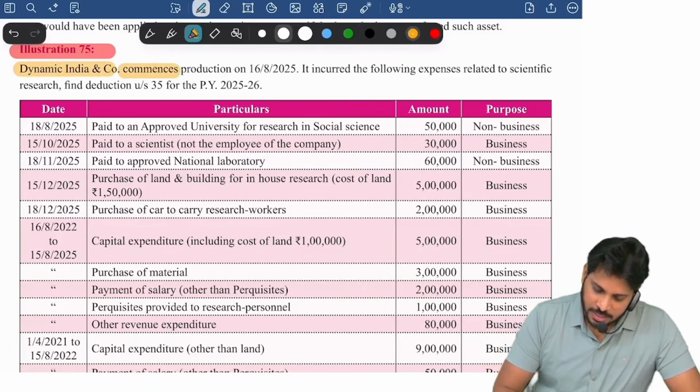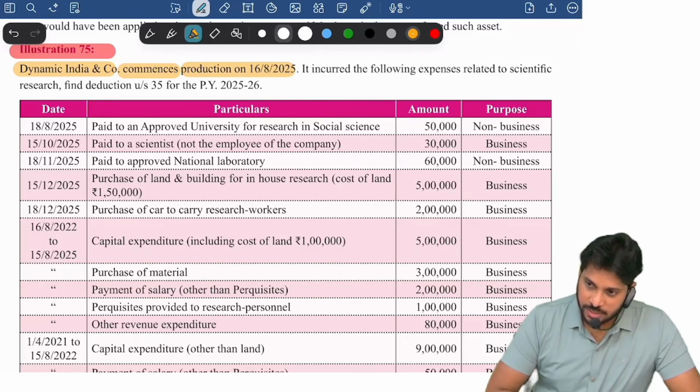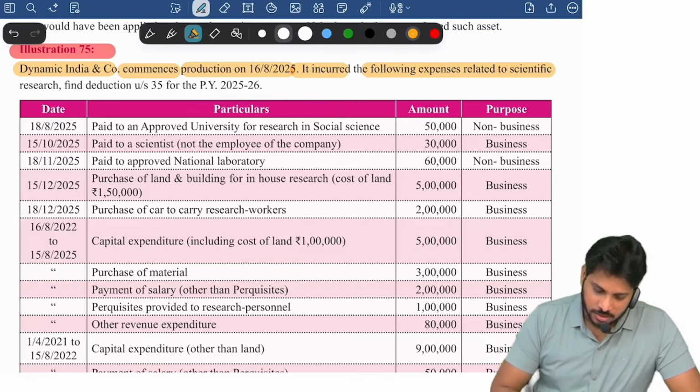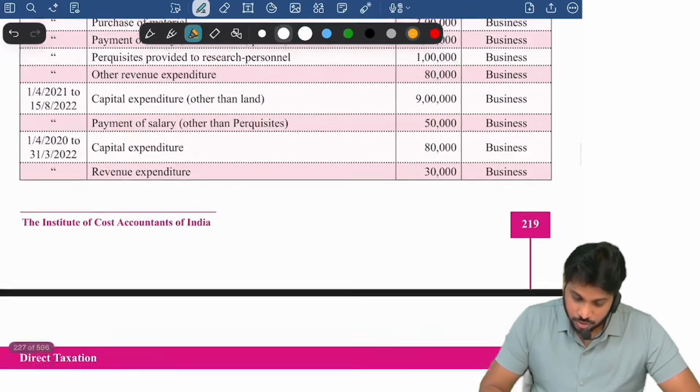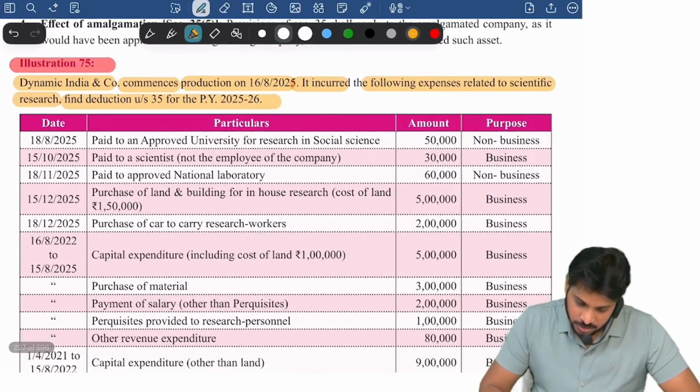Dynamic India Company commences production on 16th August 2025. It incurred the following expenses related to scientific research. Find deduction under section 35. Now remember, scientific research means first we must know which regime. Yes or no?